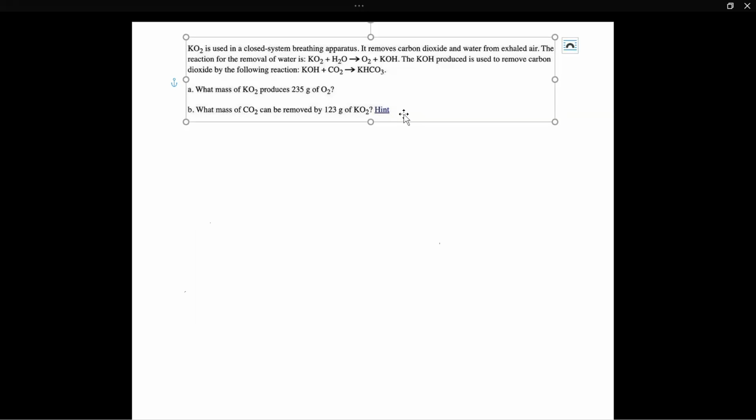So, potassium oxide is used in a closed system breathing apparatus. It removes carbon dioxide and water from exhaled air. The reaction for the removal of water is KO2 plus H2O gives O2 plus KOH. The KOH produced is used to remove carbon dioxide by the following reaction: KOH plus CO2 gives us KHCO3. All right. So the first part says, what mass of KO2 produces 235 grams of oxygen.